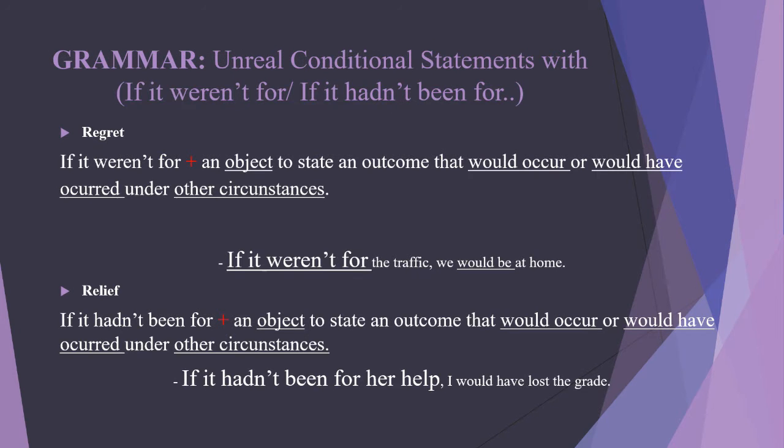For the last grammar part, we have the unreal conditional statements with "if it weren't for" and "if it hadn't been for," that we need to use with an object to state an outcome that would occur or would have occurred under other circumstances. For example, we use "if it weren't for" to express regret, and "if it hadn't been for" to express relief.